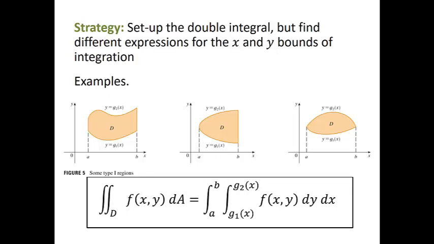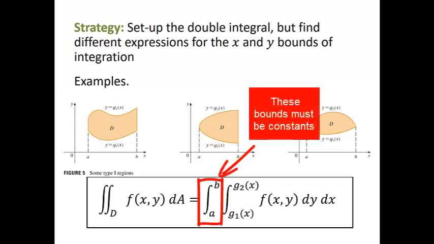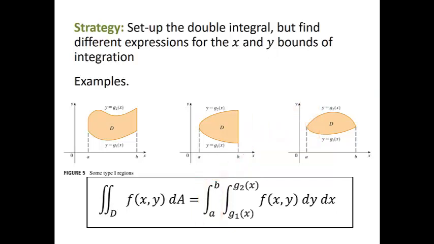A couple of comments. Remember, these double integrals represent a volume, and therefore our final answer should be a number. In order to ensure that that happens, the bounds on the outer integral must be constants, numbers a and b. If we want to include functions in our bounds, the functions must be on the bounds of the inner integral.